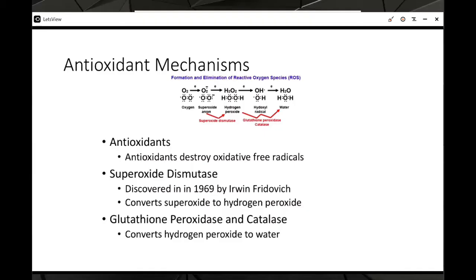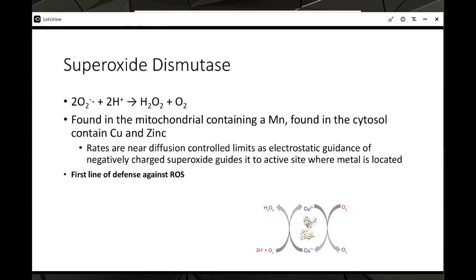So superoxide dismutase was discovered in 1969, and it's going to take superoxide anion and convert it to hydrogen peroxide. And then we have glutathione peroxidase and catalase, two different enzymes that are going to target hydrogen peroxide in order to convert it to water to hopefully prevent any of the hydroxyl radical from having much of a chance to form. So we're going to look at each of these enzymes.